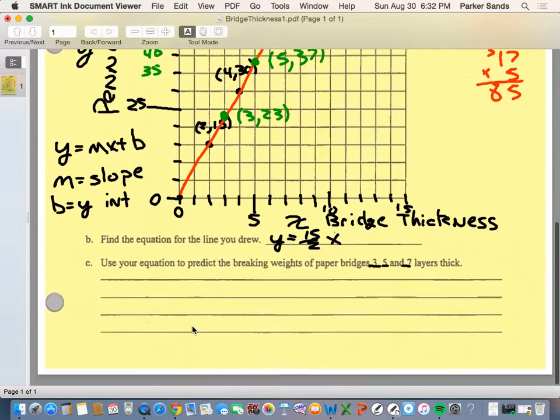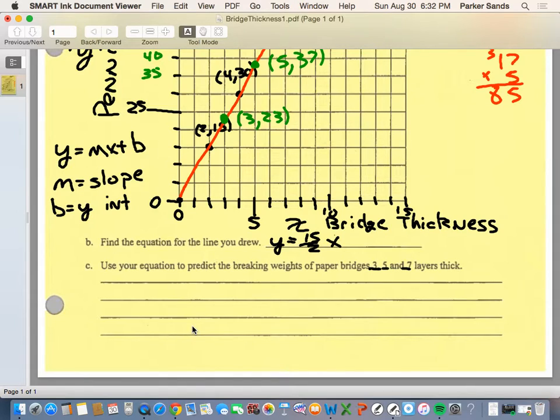But we could actually do this mathematically because we have an equation now, and we can plug in the 3 for x, the 5 for x, and the 7 for x. So we have y equals 15 over 2x, which we will get y equals 15 over 2 times 3, which is really 15 over 2 times 3 over 1 if we're going to make that into a fraction. So this is going to be y equals 15 times 3 is 45, 45 over 2. 45 divided by 2 is going to be 22 and a half.